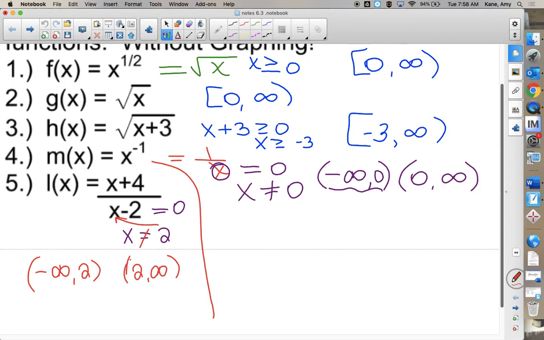So when you do domain, there's 2 things to think about. Is it a radical? Is it a fraction? Where's the x on the fraction? And where's the x in the denominator, or in the radical?